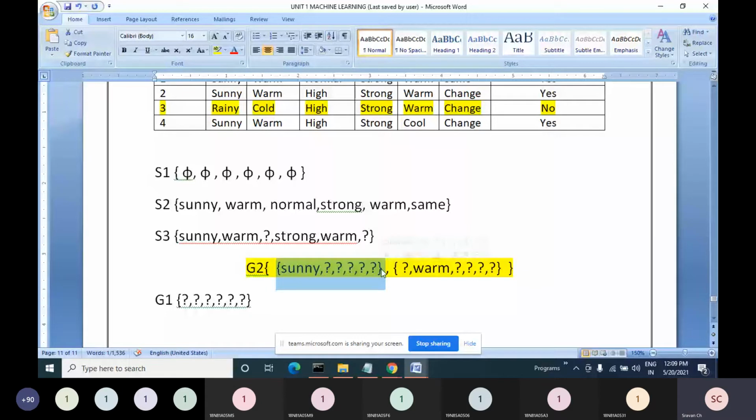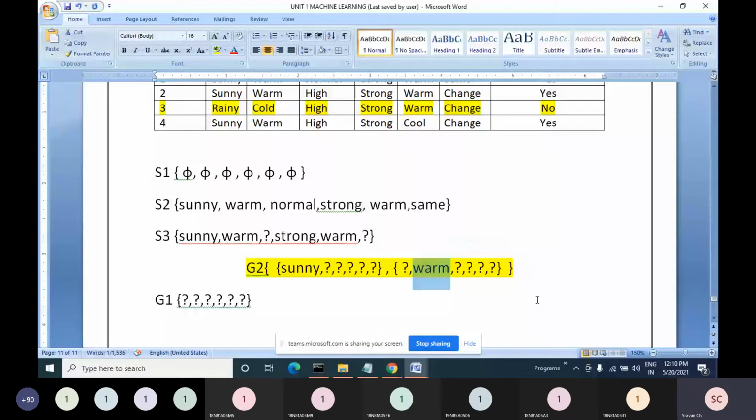Now compare the second parameter. What is the second parameter? The second parameter in record 3 is cold, and the second parameter in the most specific hypothesis is warm. So what should I do? Since there is a mismatch in the second parameter, write the value from the most specific hypothesis, warm, and fill the remaining positions with question marks. This means you get multiple hypotheses whenever you try to update the G value.